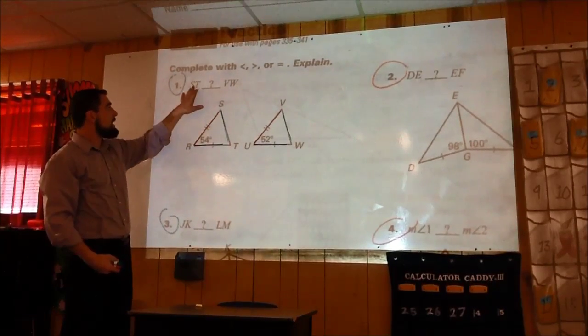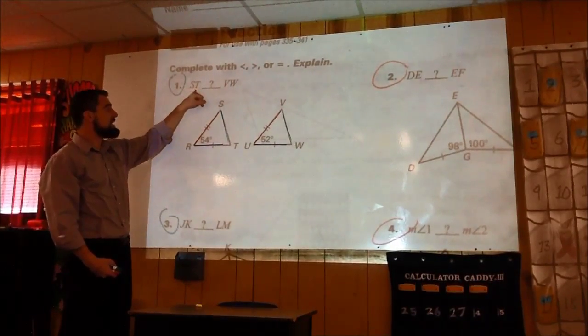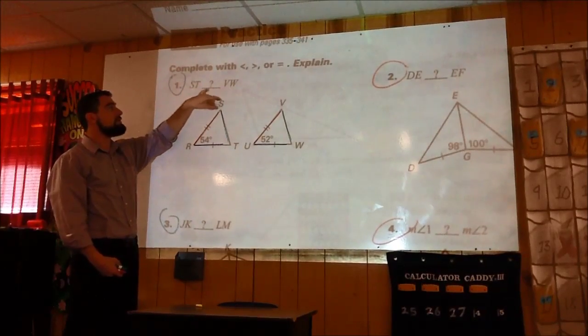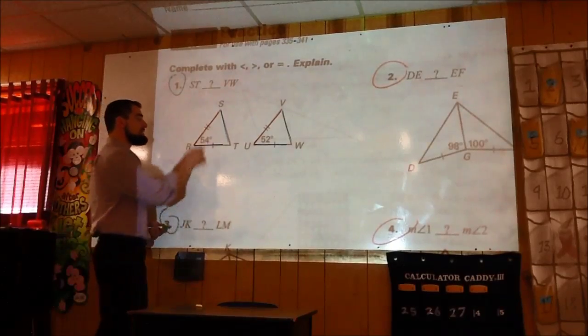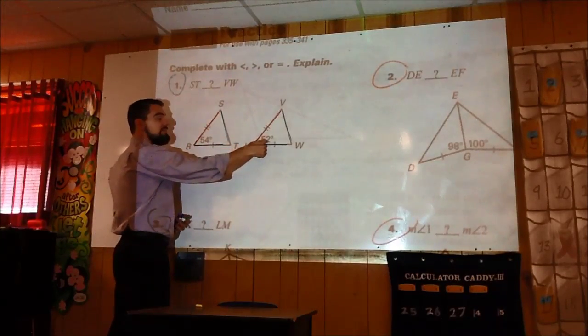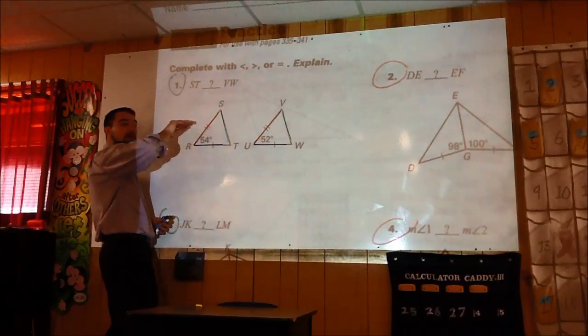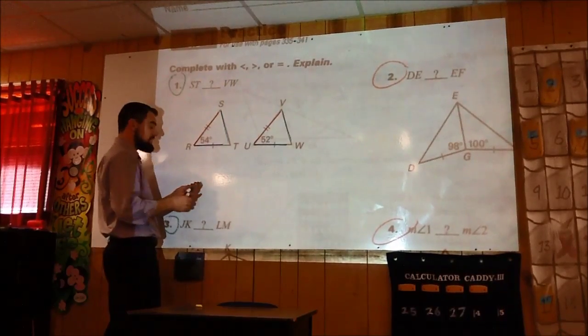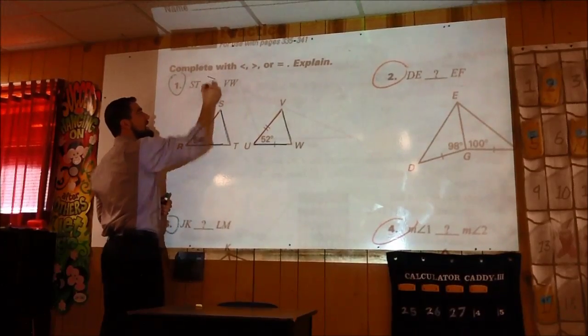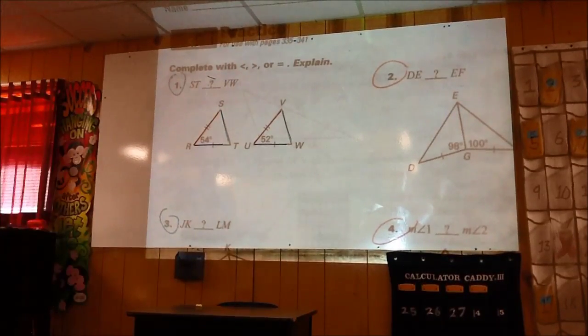So what's it going to be? What are you going to place in there? The length of segment ST is what compared to the length of segment VW? Greater than, because 54 is greater than 52. So 54 is going to be opened up wider, therefore the opposite side is going to be longer to accommodate for that. So your answer for here would be greater than. Pretty simple.